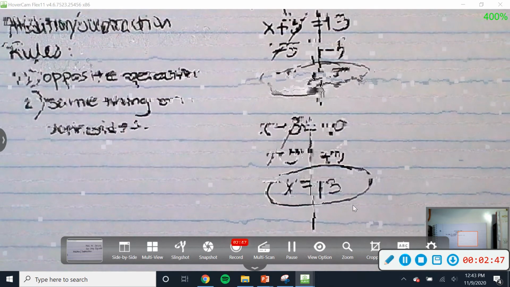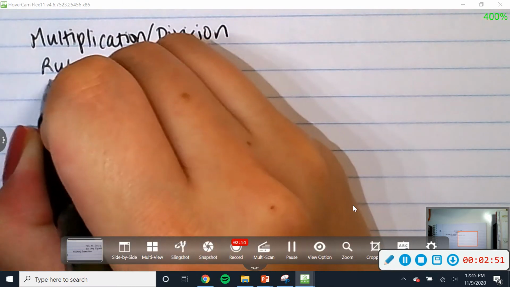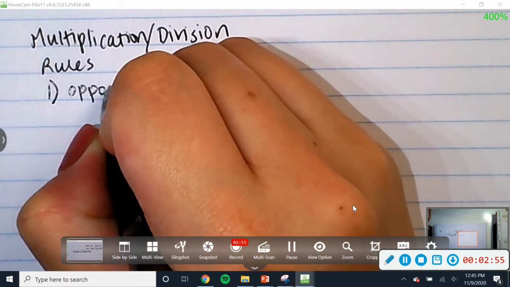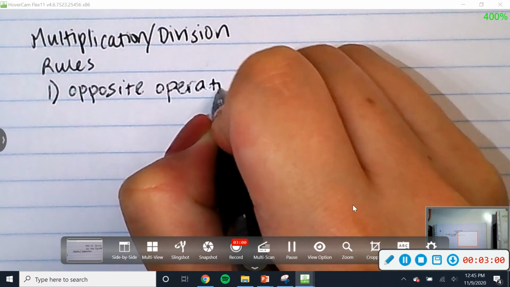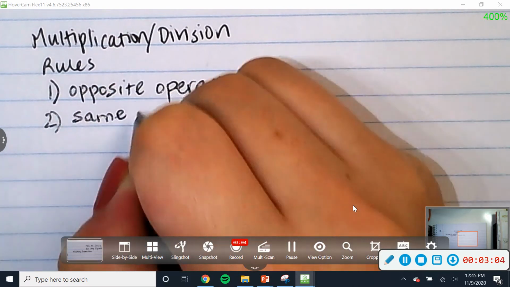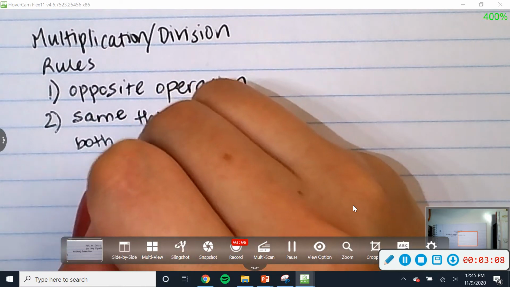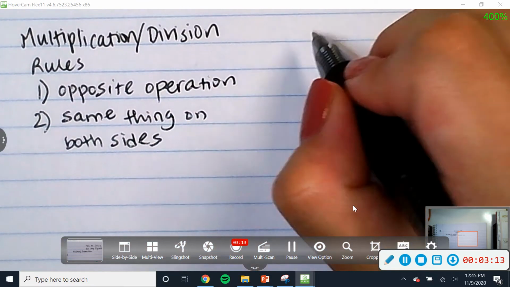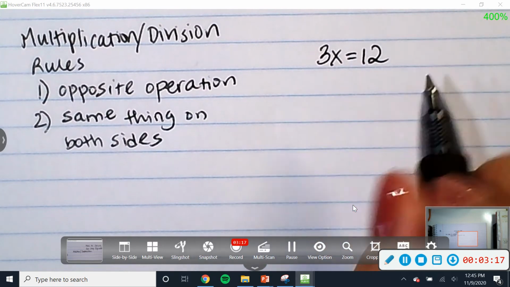Now let's look at multiplication and division. Our rules are going to be pretty much the same as above. Rule number 1 is going to be using the opposite operation, and rule number 2 is same thing on both sides. These problems are just going to be looking a little bit different. Let's start with the most basic. We will see problems like this, 3x equals 12.